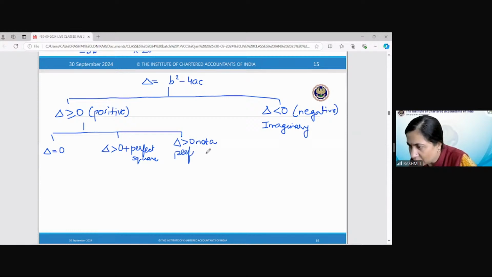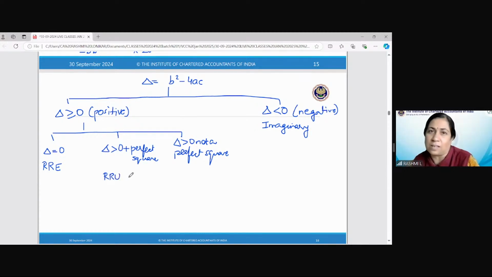ठीक है. डेल्टा ग्रेटर देन 0 होगा तो क्या होगा? Roots will be real, rational, and equal. If delta is greater than 0 and it is a perfect square, then it is real, rational, but unequal. If delta is greater than 0 and not a perfect square, so real, irrational, and unequal. ठीक है. So इस तरह से आप याद रखिएगा तो आपको याद आ जाए.